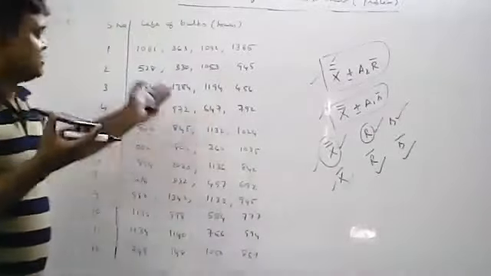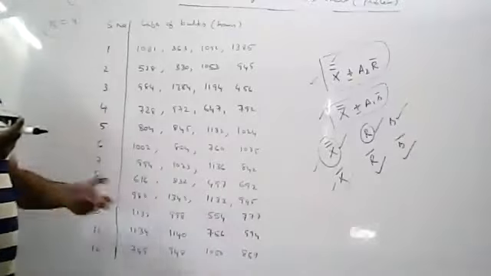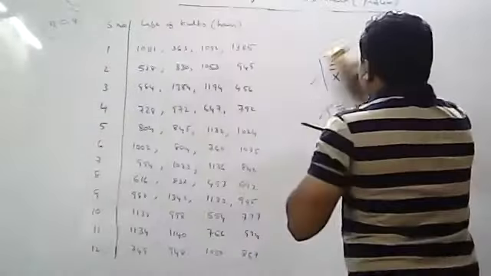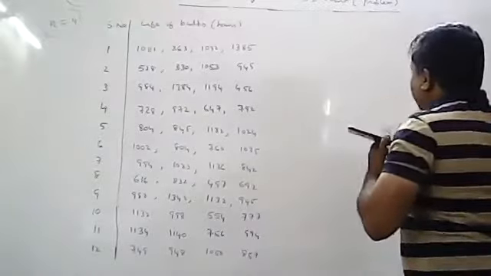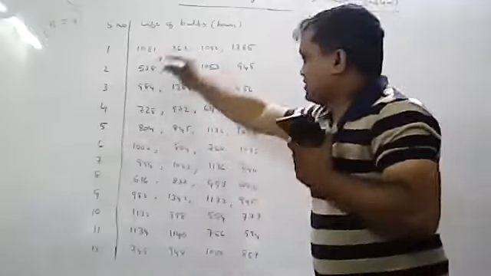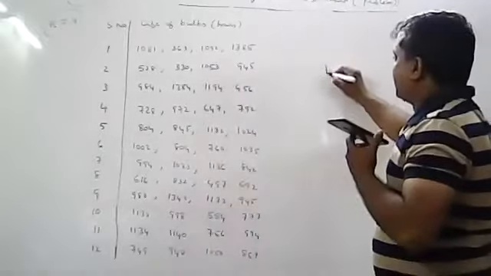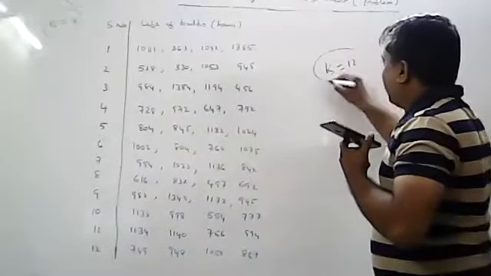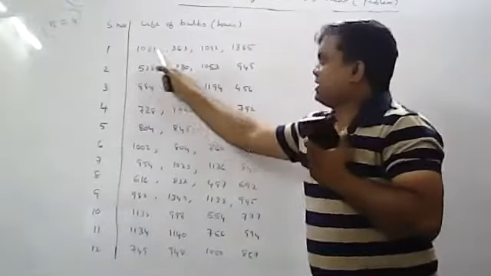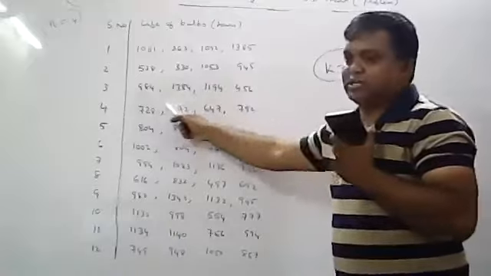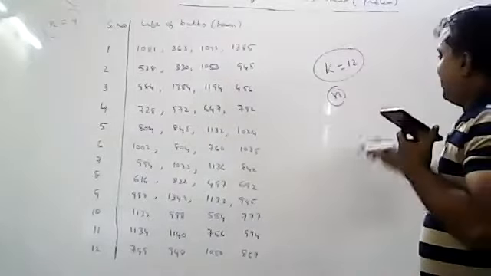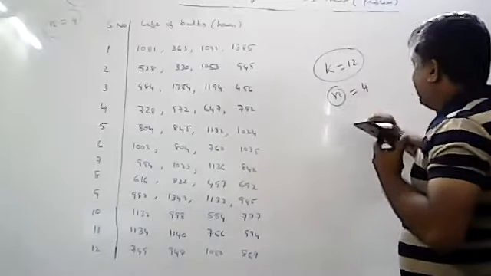Okay. So for that some data is given to you. If you observe this data, what is the K value given here? How many samples are given? If you observe, 12 samples are given. That means K equals 12. In each sample, how many observations are there? In the first sample, 4. Second sample, 4. Third sample, 4. Each sample's number of observations is denoted by n. So the n value is given. What is the n value? n equals 4.